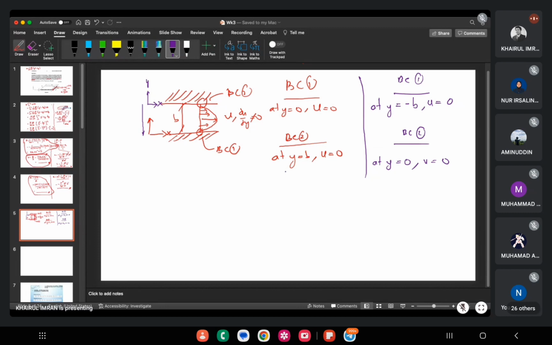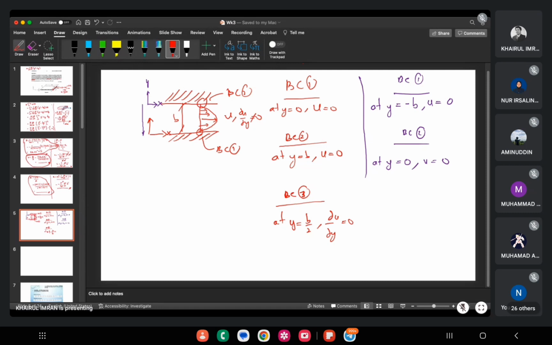So let's go for BC3. Okay, BC3. Now for the red color, this means for the red origin, at Y equals to B over 2 like what we did before, and del U over del Y equals to zero. I have explained why del U over del Y equals to zero.